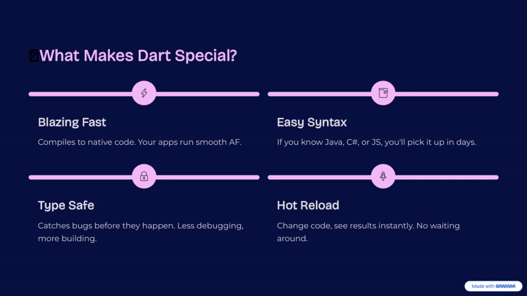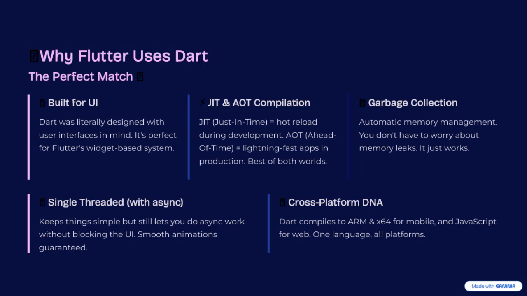and reliable apps. Dart compiles to ARM and x64 architectures for mobile devices, ensuring high performance on phones and tablets, and it also compiles to JavaScript for the web. This means you can use one language across all platforms, simplifying development and reducing complexity.